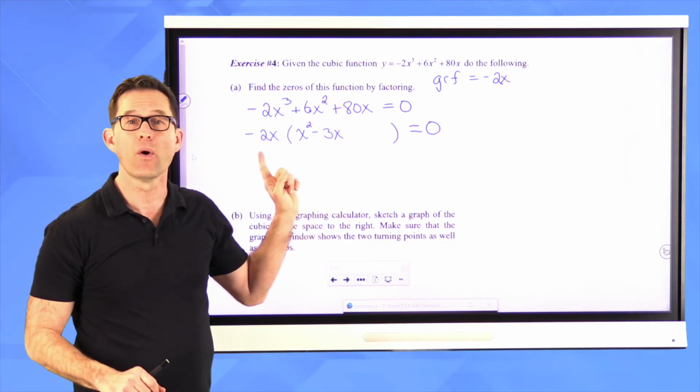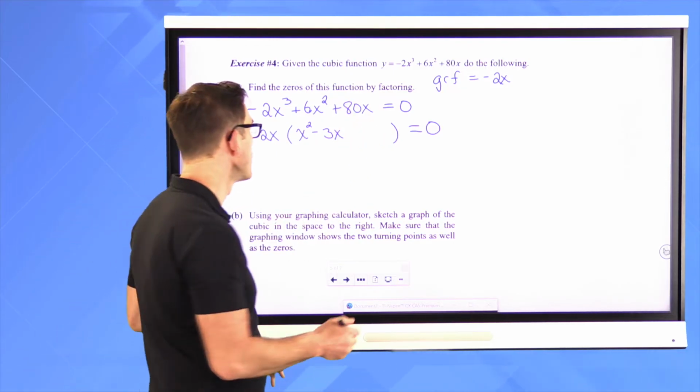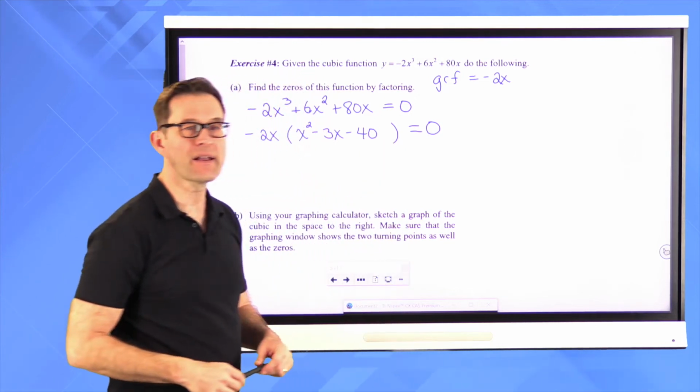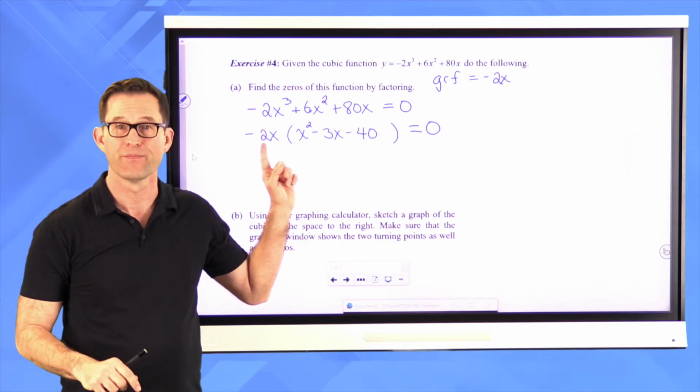Finally, I think to myself, well, what would I multiply negative 2 by to get positive 80, right? And that would have to be negative 40. I don't need another x in there, because the x is already here.